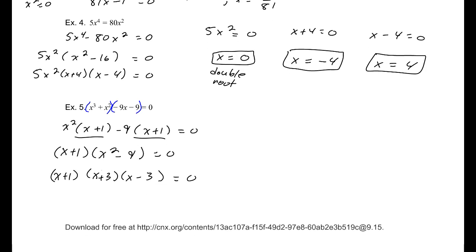Now setting each of these equal to 0: x plus 1 equals 0, x plus 3 equals 0, x minus 3 equals 0. We have the solutions negative 1, negative 3, and positive 3.